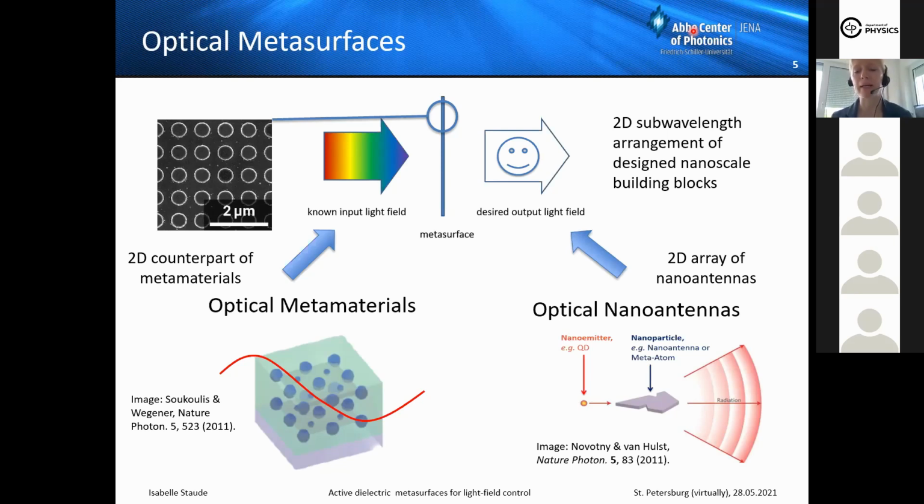And by then tailoring this antenna interaction, for instance, here I show this idea of a transmitting nano antenna, where a nano emitter is coupled, and then the nano antenna extracts the energy from it and emits it to the far field in a desired pattern, polarization and so on. And the metasurface in this picture could be a 2D array of such designed nano antennas.